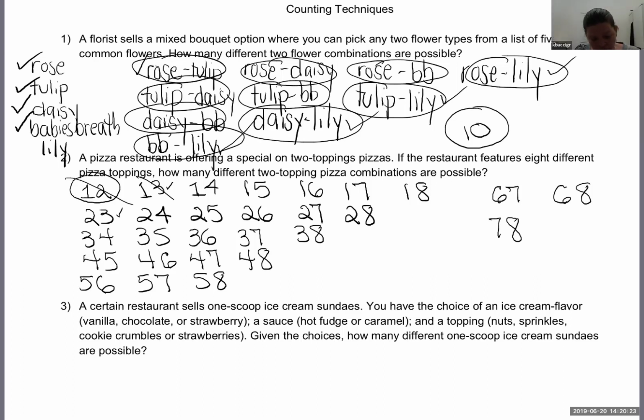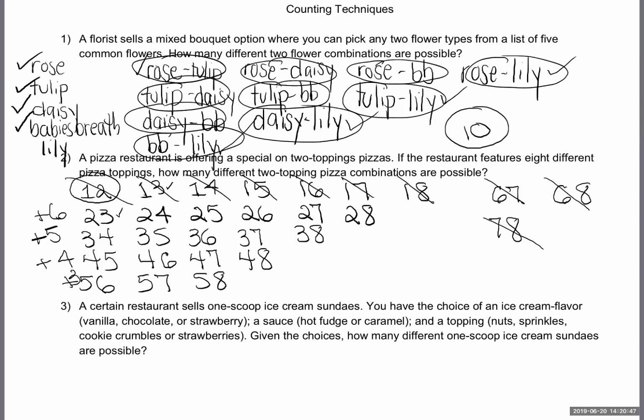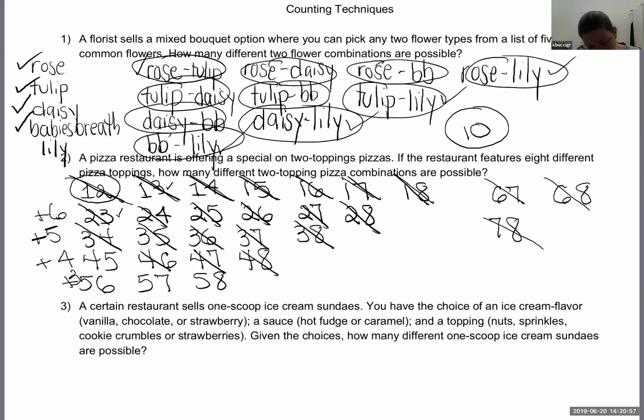So 1, 2, 3, 4, 5, 6, 7, plus 6 more is 13, plus 5 more is 18, plus 4 more is 22, plus 3 more, 24, 25, 26, 27. I think I miscounted because I got 28 the first time I did it. Whoops, let's do it again. 1, 2, 3, 4, 5, 6, 7, 8, 9, 10, 11, 12, 13, 14, 15, 16, 17, 18, 19, 20, 21, 22, 23, 24, 25, 26, 27, 28.